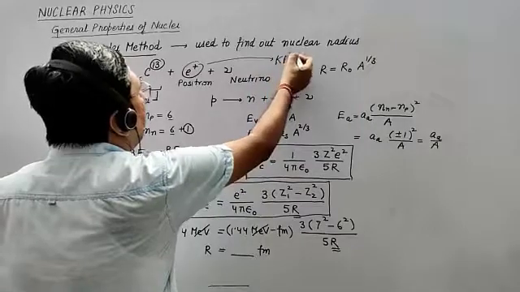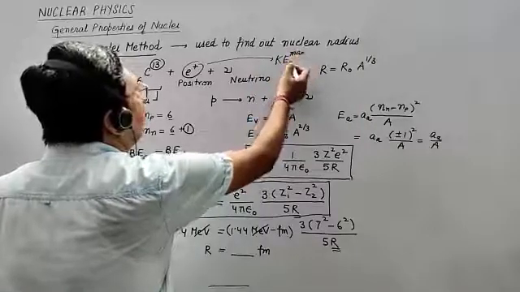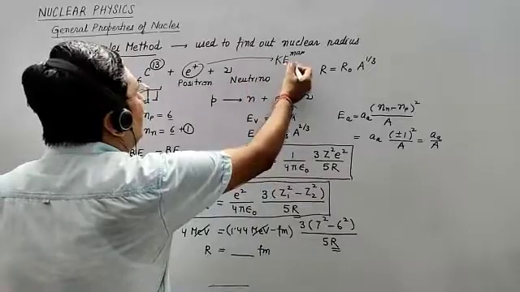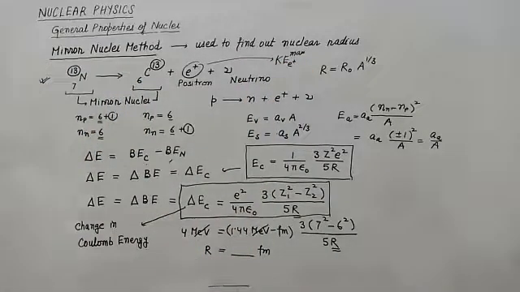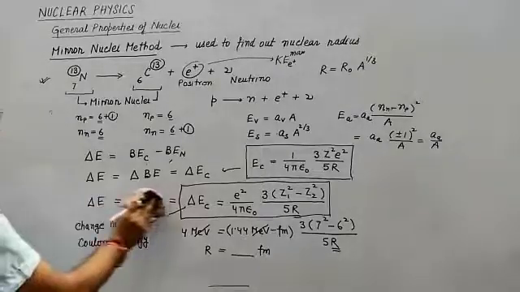Maximum kinetic energy of this positron, E positive particle. There can be a numerical in the exam where they will provide you the maximum value of the kinetic energy of this positron, and they will ask you to calculate the nuclear radius. How will you do this?